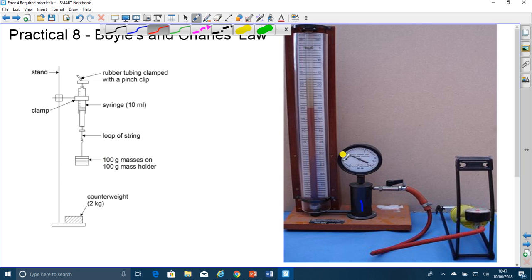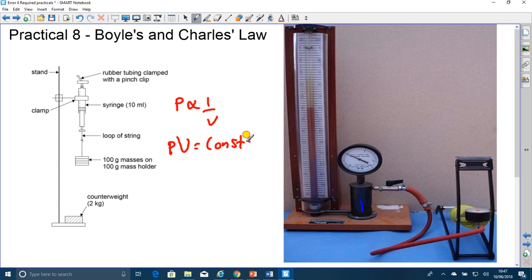Now with Boyle's law, what you're saying is that P is proportional to 1 over V, or that PV equals a constant. And all we're doing here is trying to confirm Boyle's law.